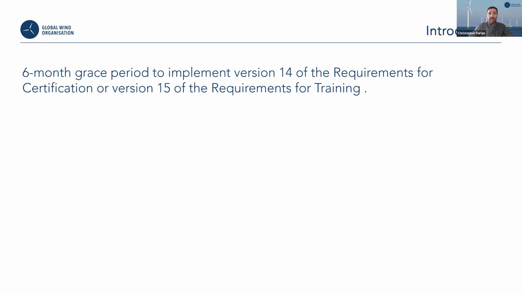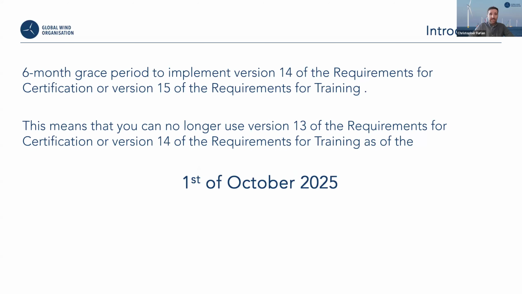I'll also let everyone know that there's a 6-month grace period. This applies to both the requirements for certification and the requirements for training. This is something that we also have for all of our training standards. What it means essentially is that from the 1st of October 2025, you can no longer use version 13 of the requirements for certification or version 14 of the requirements for training. So you have until then to implement the changes. With regards to the grace period, it's one or the other, meaning that you can't take half of the requirements from version 14 of the requirements for certification and half of them from version 13 and mix and match. It's one or the other.